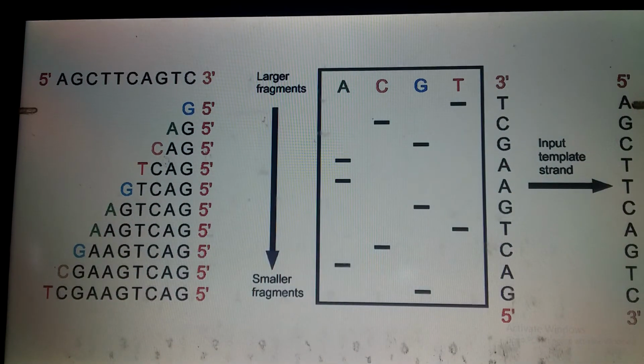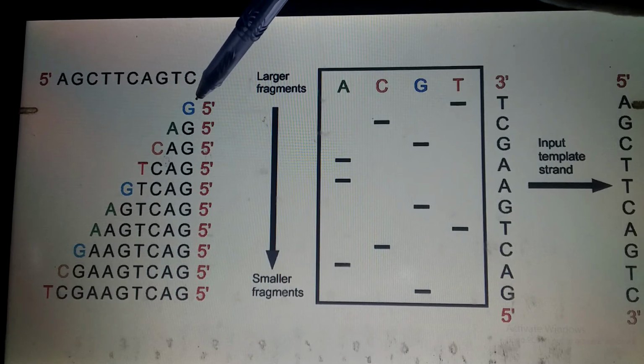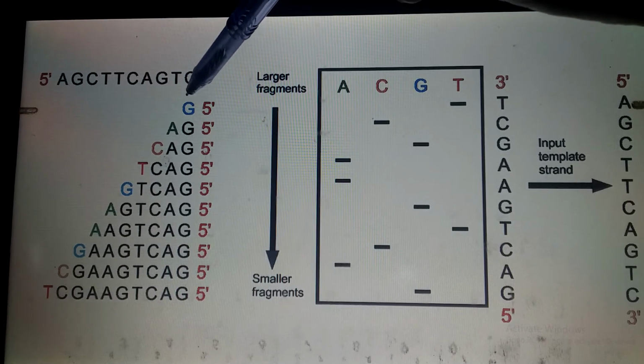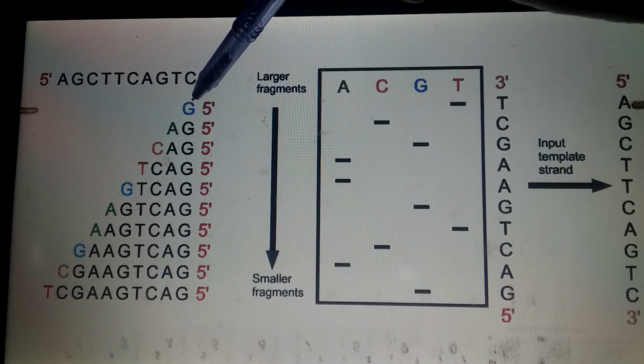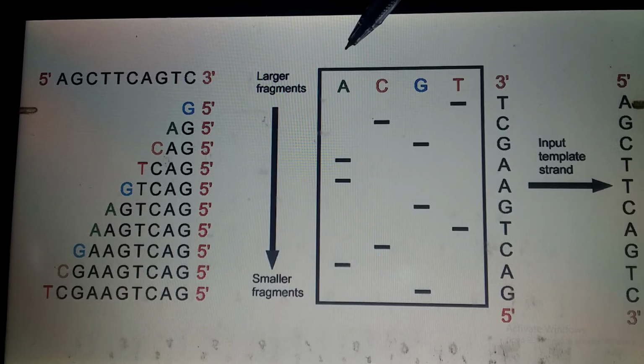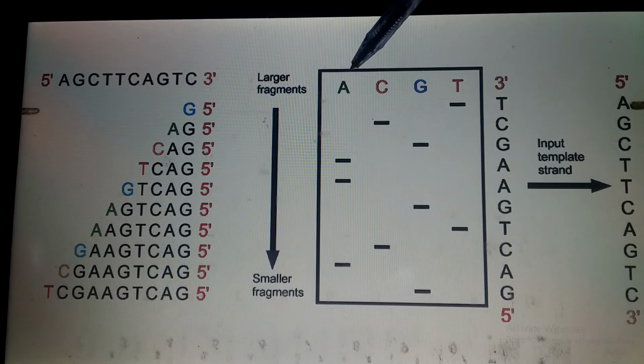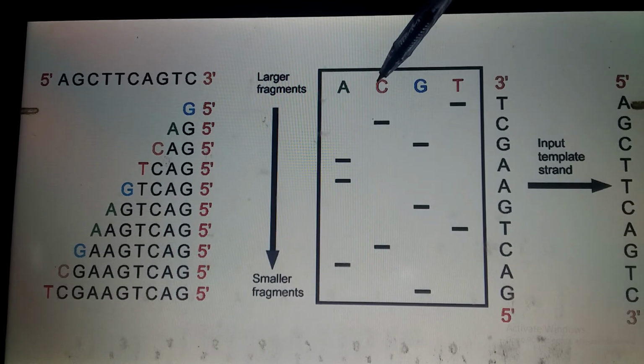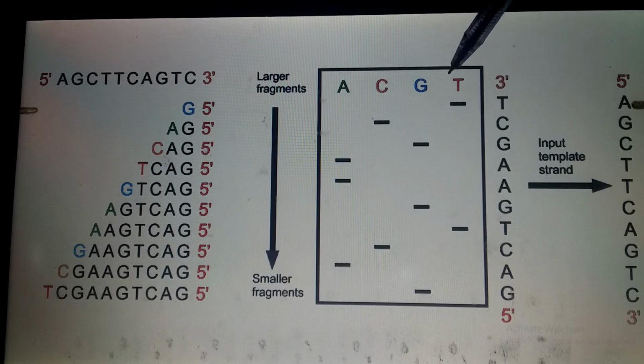Now you can see here there is another sequence, which is an unknown sequence. Just suppose, you can also select your own sequence here. You can see here, this is the smallest fragment. G is the smallest fragment, containing ddGTP. So ddGTP stops here. This fragment is very small, and when we loaded it onto the gel, the gel is labeled for all four tubes. The first section is for ddATP, this section is for ddCTP, this section is for ddGTP, and this section is for ddTTP.